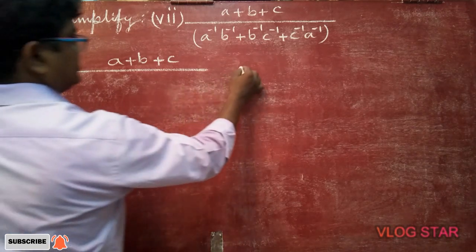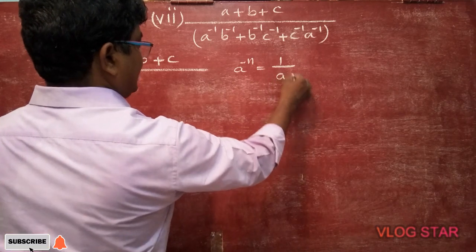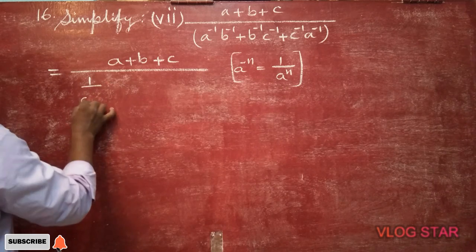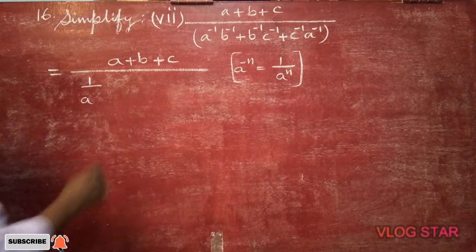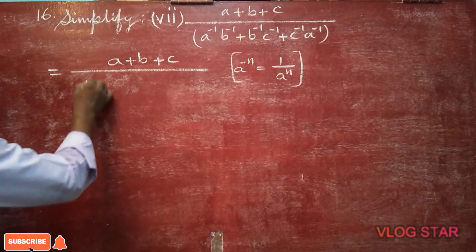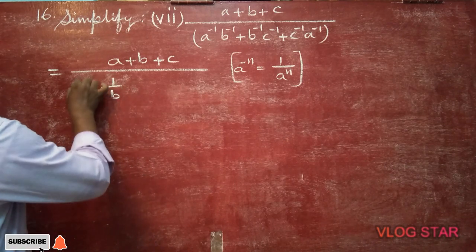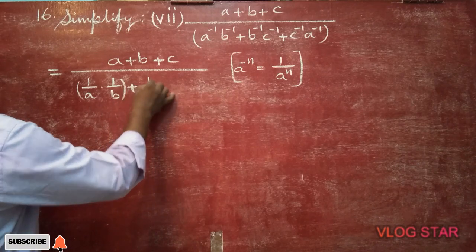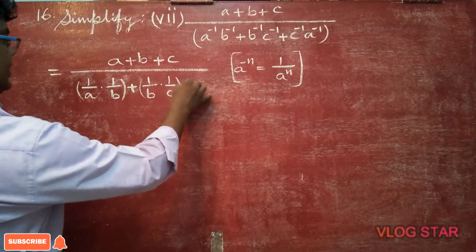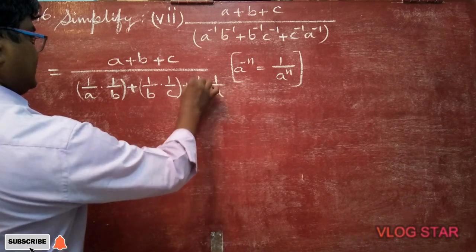Now I am changing it, using the form a to the power of minus n is equal to 1 by a to the power n. That is equal to 1 by AB. If you want to write it separately, the first term is 1 by A into 1 by B, plus 1 by B into 1 by C. This is the second term. The third term is 1 by C into 1 by A.